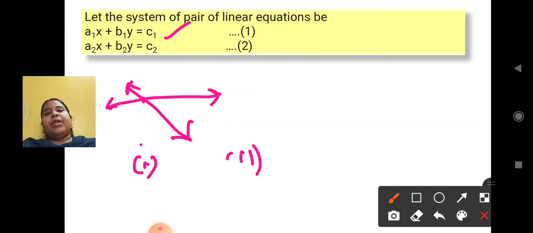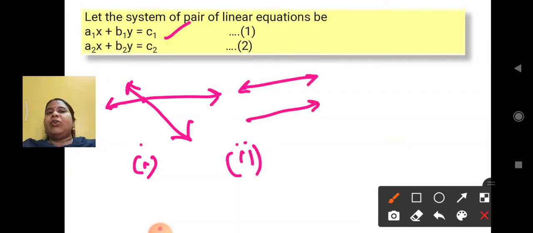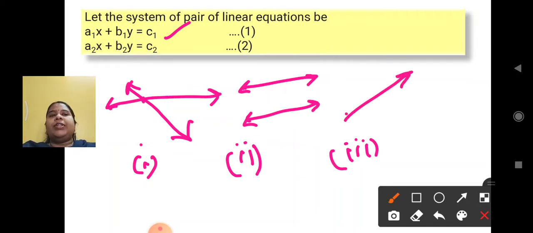The second condition can be that both these lines do not intersect. Yes, however far we extend them, they are not going to intersect, which means they are parallel lines. And what will be the third possibility? That both these lines are one and the same, that is overlapping lines. Yes, so these are the three possibilities.